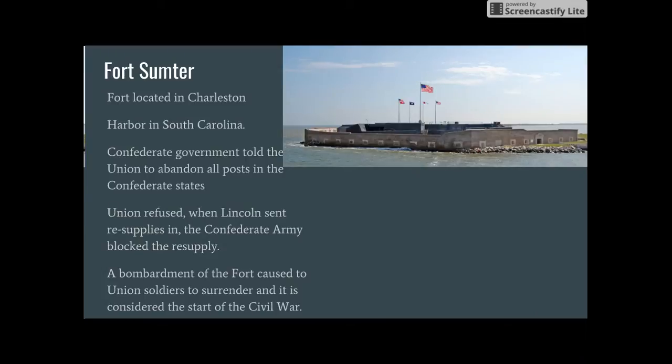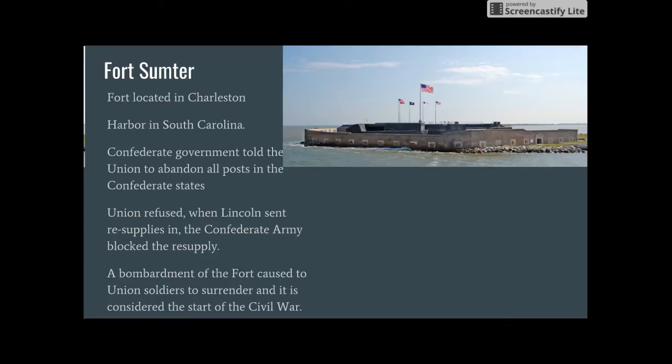And the Confederates said, "Get out. We're no longer a part of your country. Get out." And not only for Fort Sumter, but any other military establishment in the South, they said the Union Army needs to leave. This is no longer your base. This is no longer your country. Leave. Well, the Union was kind of trying to push their luck a little bit, and they refused to leave.